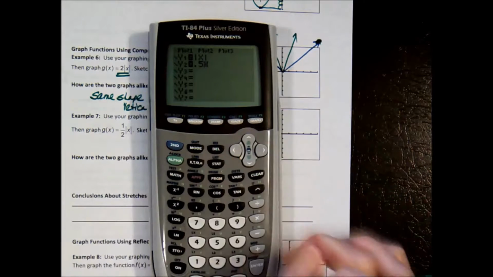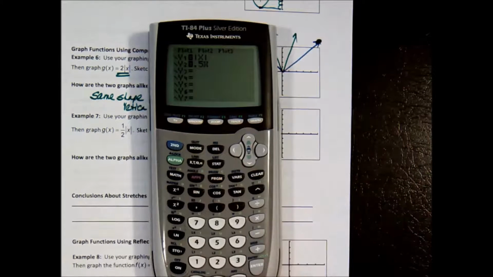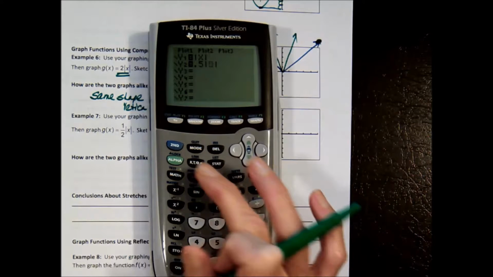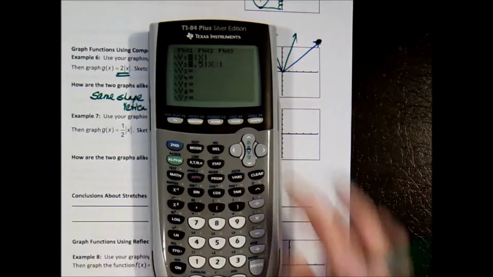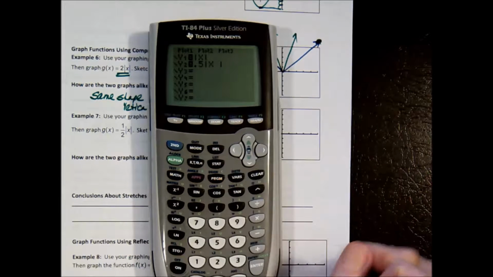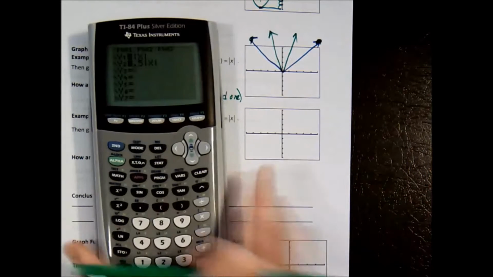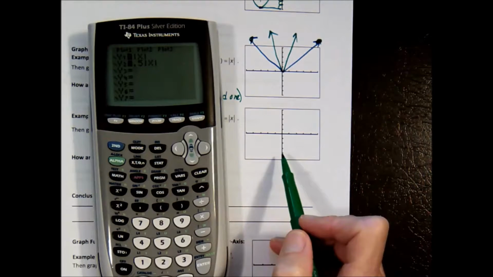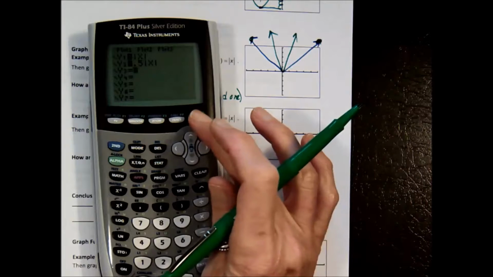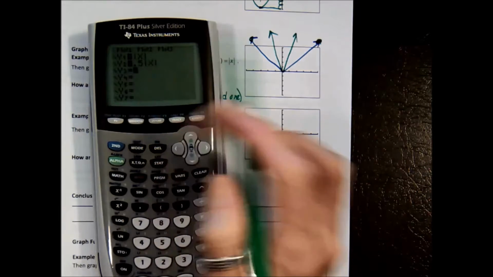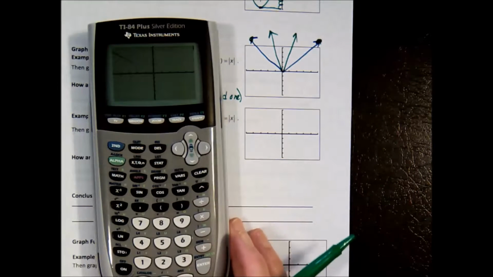I forgot to do an insert, so I have to do catalog absolute value of x, enter, and I'm going to go ahead and keep my same window. So let's hit graph, and remember the first one is going to be absolute value of x. So let's hit graph. There's our first one that we've been doing.